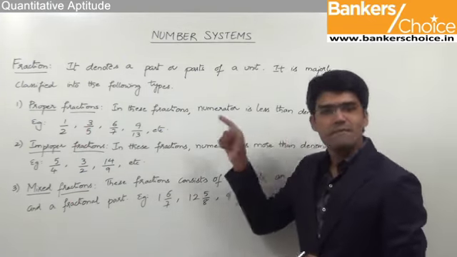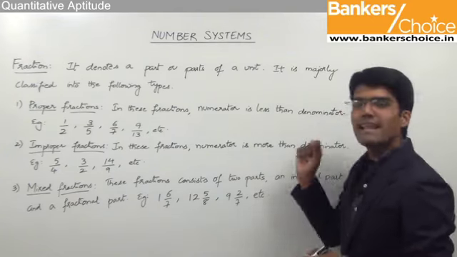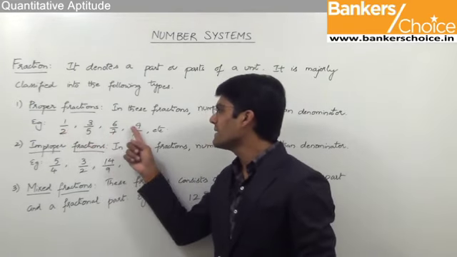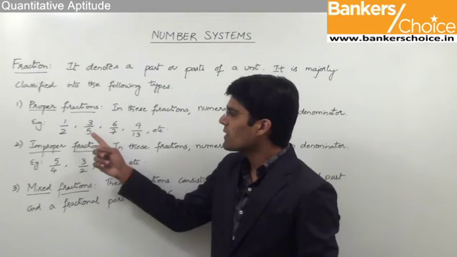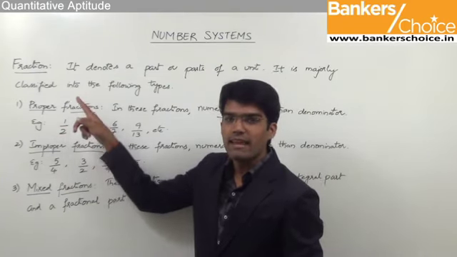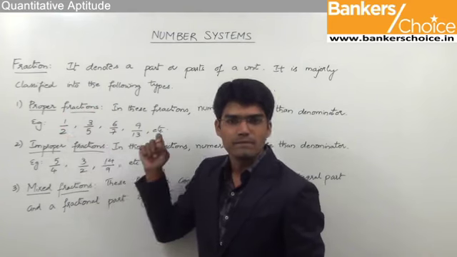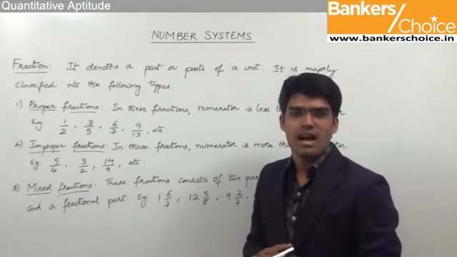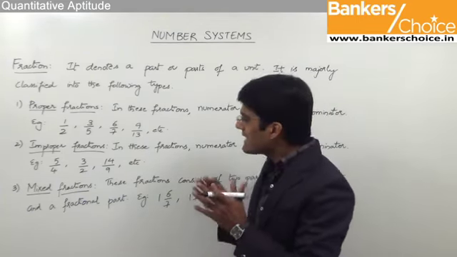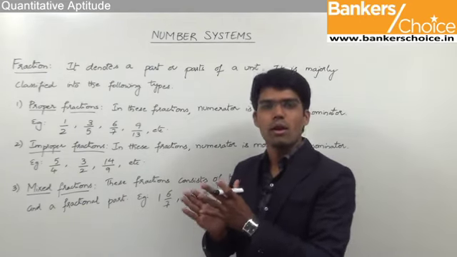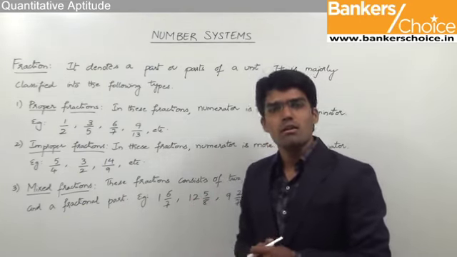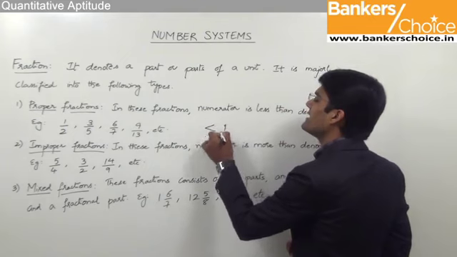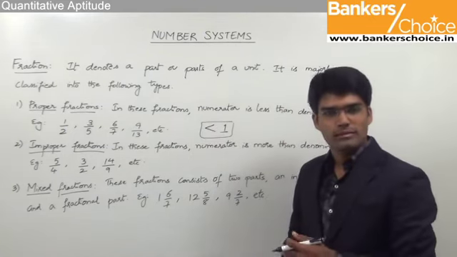Proper fractions. These are the fractions in which the numerator is less than the denominator. For example, 1 by 2, 3 by 5, 6 by 7, 9 by 13 and so on. So as you can see here, in each of these fractions, the numerator, that is a, is less than the denominator, that is b. For example, 1 is less than 2 or 9 is less than 13. So all these fractions are called proper fractions. Why? Because these are actually a part of 1, that is 1 unit. So these fractions are called proper fractions. And the other point that we can understand here is proper fractions are always less than 1. Why? Because these are a part of 1.